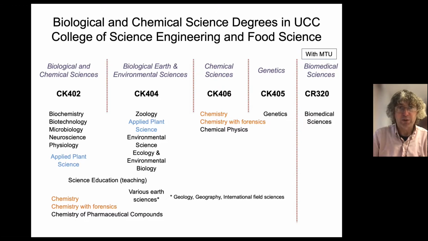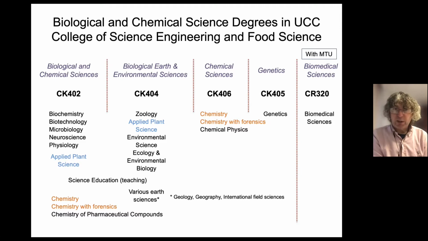So for example, we've got Biological and Chemical Sciences, CK402, and we've got Biological Earth and Environmental Sciences, CK404, and we've got Chemical Sciences and so forth. And so you might be wondering, which of these do you choose if you want to do a particular degree? So what I've listed underneath each programme here are the degrees that you can do. So these are the final degrees that you get, BSc in microbiology or BSc in chemistry, and so forth.